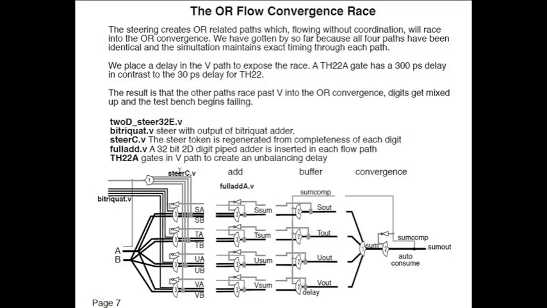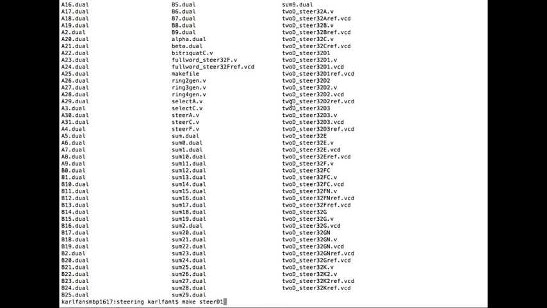A logical analysis would have told us that we have free-flowing OR-related paths and that the OR-related paths converge without coordination, and in that convergence there's a race. Now the digital simulation so far has masked that race from us, and we've taken advantage of that in the previous examples, but now we're going to expose that race by adding a delay in V out in the E simulation. The first manifestation of the race is the failure of the test bench.